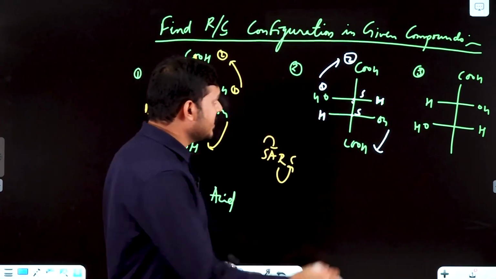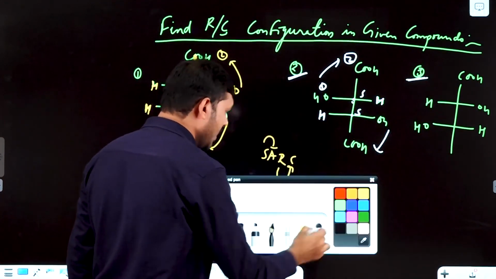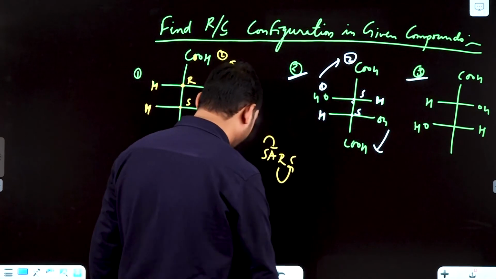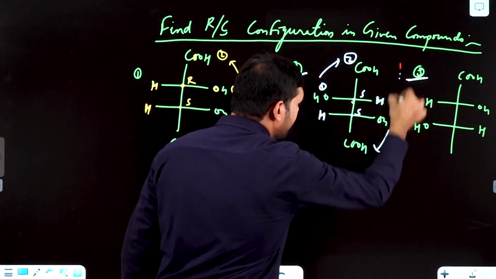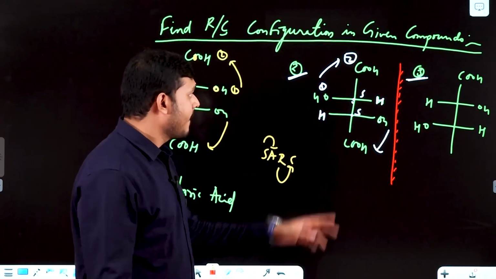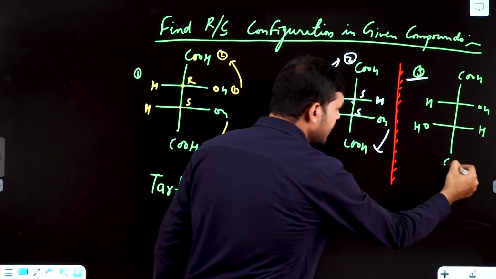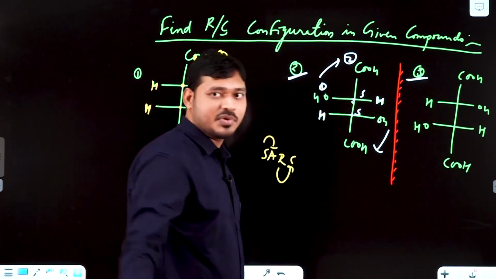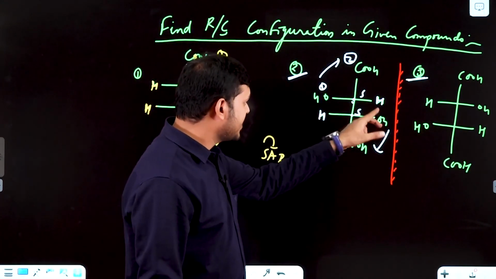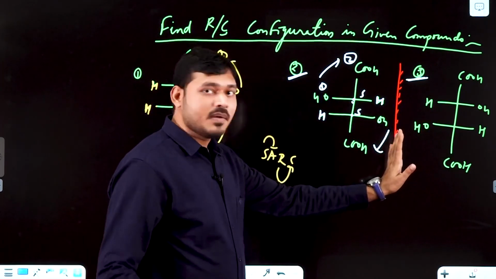Okay, now observe this compound number 2nd and compound number 3rd. Actually compound number 2nd and 3rd bear mirror image relationship. You can observe it very well. COOH and COOH is at the same position, but this OH and H are interconverted. Okay, so these are mirror images.